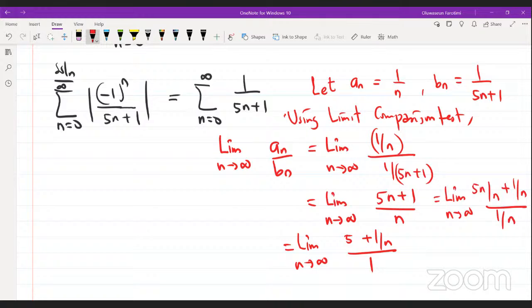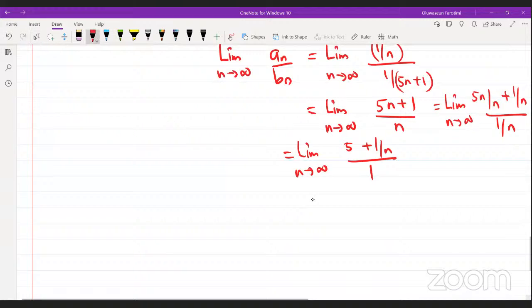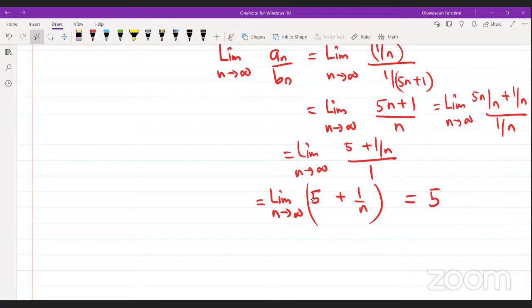So this is exactly the limit as n goes large of 5 plus 1 over n. What is this limit, guys? 5. What kind of number is 5? 5 is greater than 0. Now does this converge or diverge by the limit comparison test?